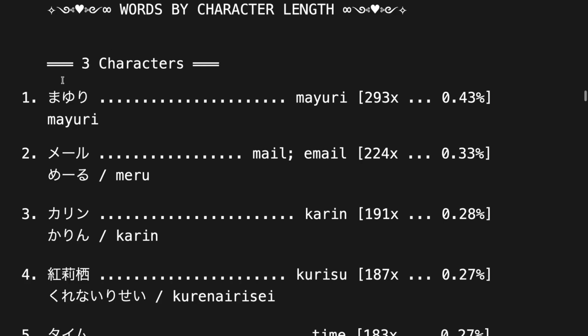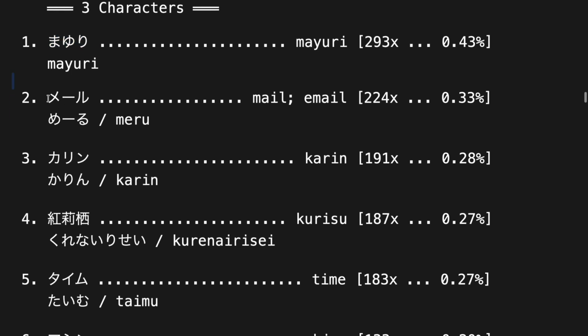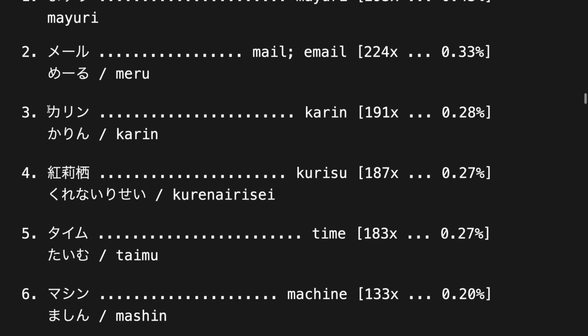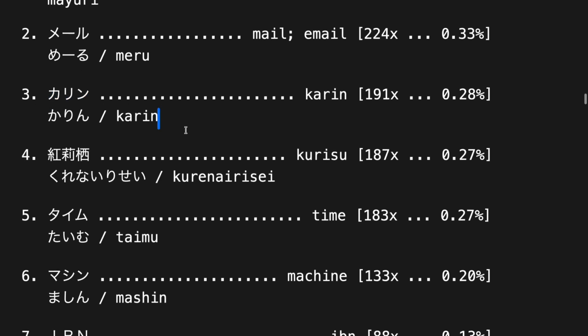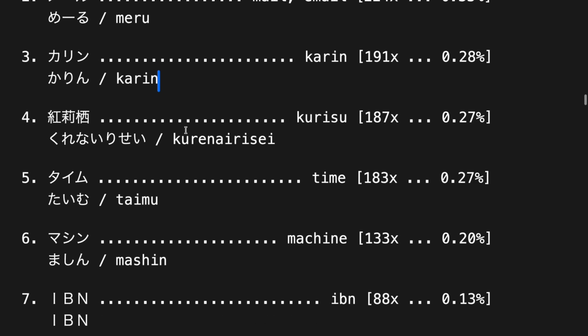Okay, so yeah, I kind of like this one too. 3 characters. Mayuri's name has 3 characters. Meru. I don't remember this one at all. Kari. Who was that? If you know, please let me know in the comments. I can't remember anything about this character.